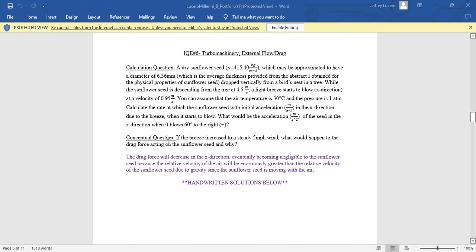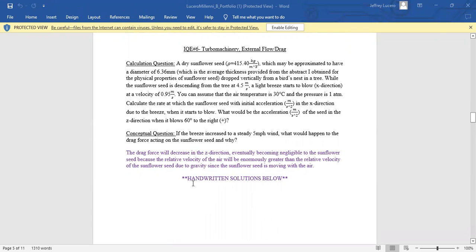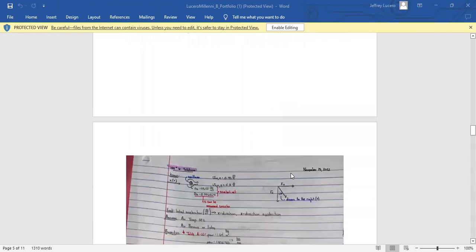The conceptual question: if the breeze increased to a steady 5 miles per hour wind, what would happen to the drag force acting on the sunflower seed and why? The drag force will decrease in the Z direction, eventually becoming negligible to the sunflower seed because the relative velocity of the air will be enormously greater than the relative velocity of the sunflower seed due to gravity, since the sunflower seed is moving with the air in the X direction. Okay, we know it's important, it has to be in the X direction.